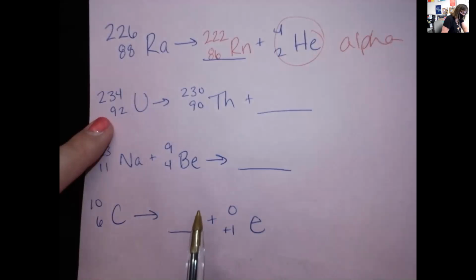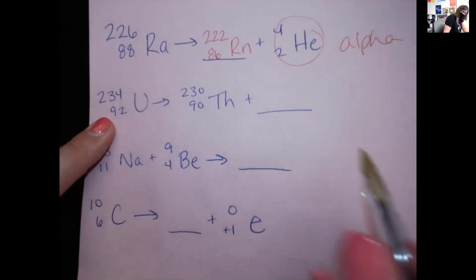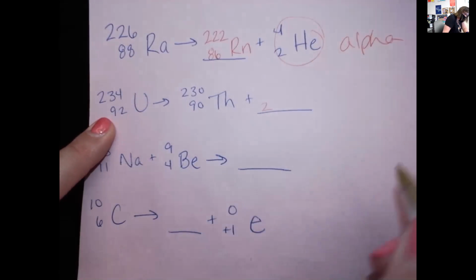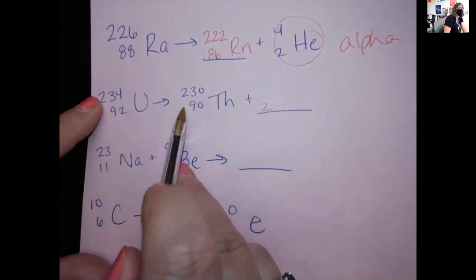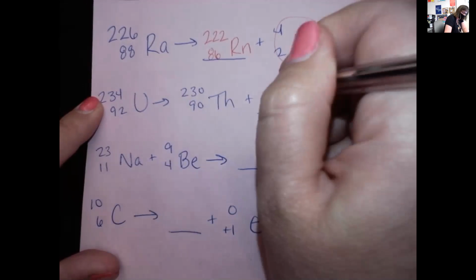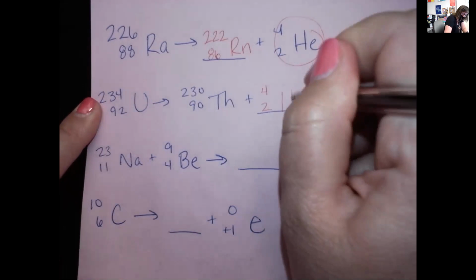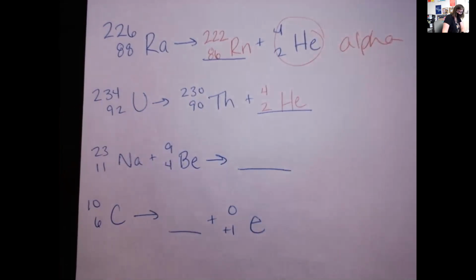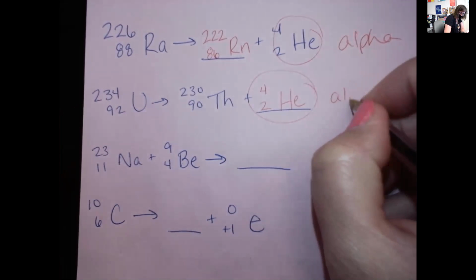Our next problem, we got 92 on the bottom. We got a 90 here. So what number goes here to add to 92? A 2. 90 plus 2, 92. Yep. And then we got 234 on this side. We got a 230 here. So what goes on top here? A 4. And what element is that? Helium. Do we see an alpha particle or a beta particle? Yep. We got an alpha.